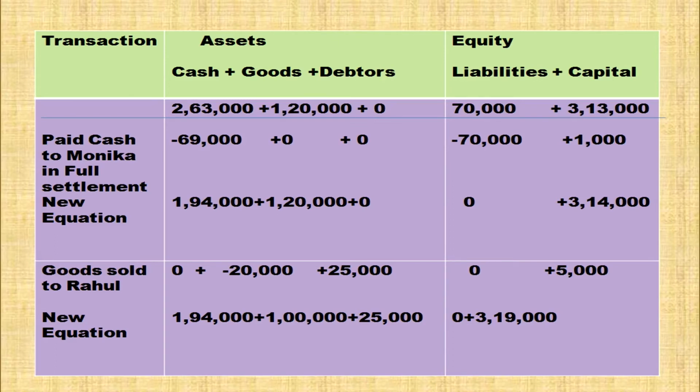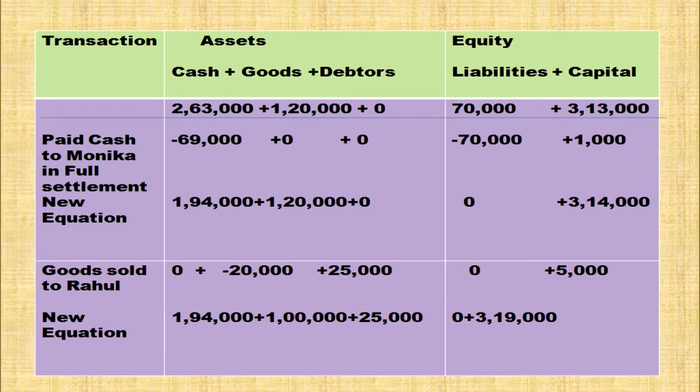And after that, you have to write the new accounting equation with cash 1,94,000. That is 2,63,000 minus 69,000. Cash came to 1,94,000 and goods 1,20,000. The value came to 3,14,000 on the asset side. On the liability side, capital 3,14,000. Another transaction, goods sold to Rahul. Cost price 20,000, so that much amount is deducted from the goods column.